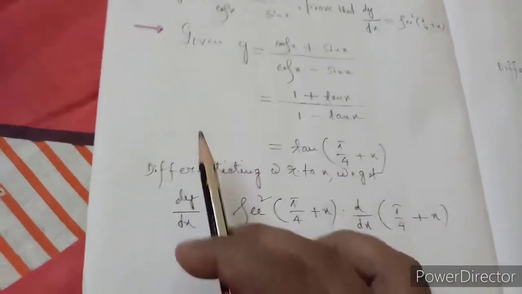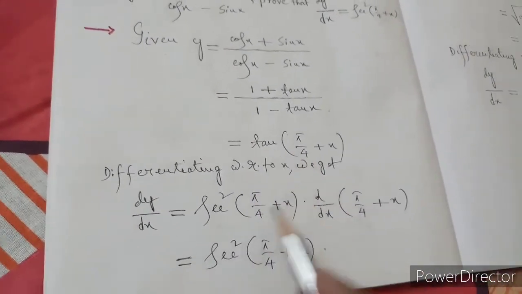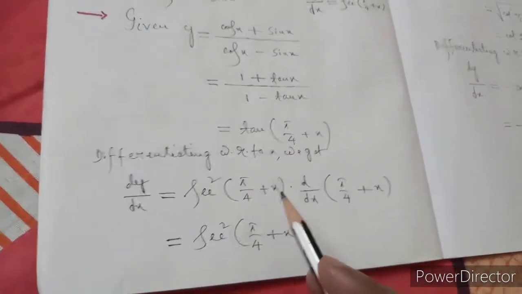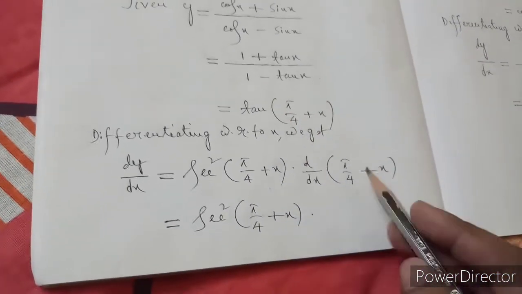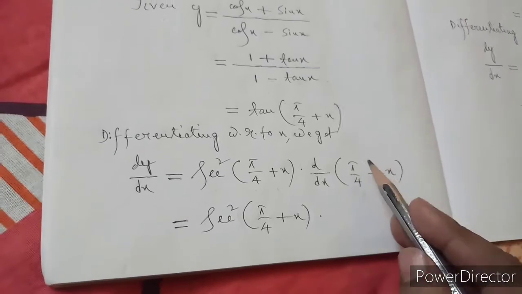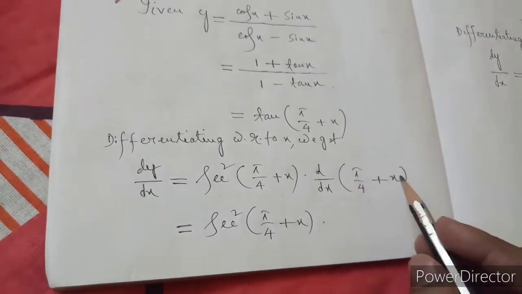So now differentiating with respect to x, we get: derivative of tan is sec square of pi by 4 plus x. And now according to the chain rule, derivative of pi by 4 plus x, that is derivative of pi by 4 is 0 and derivative of x is 1.